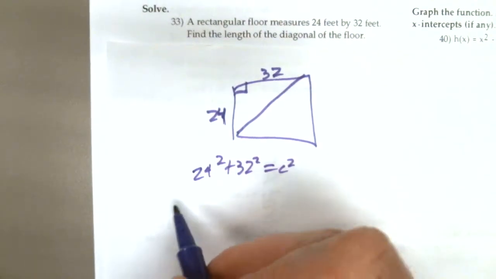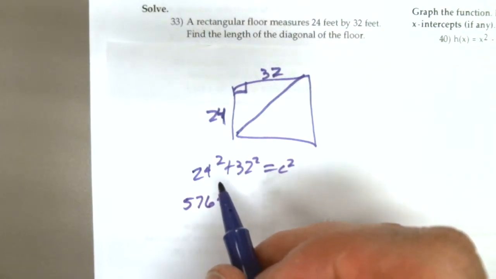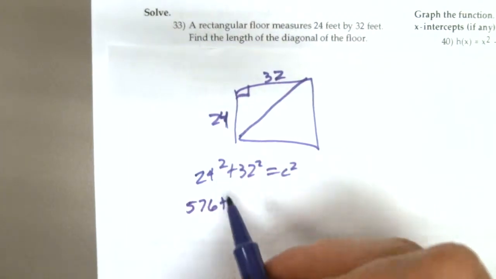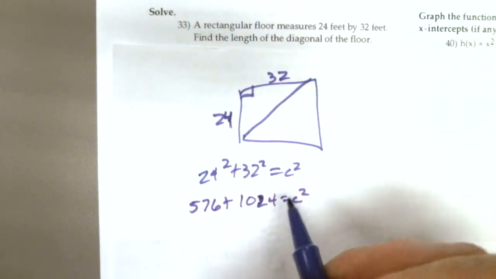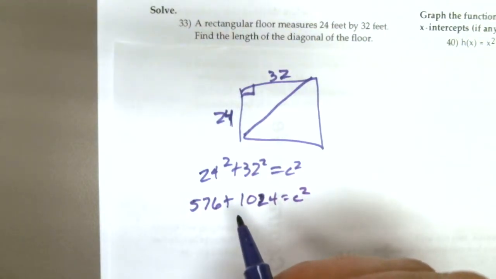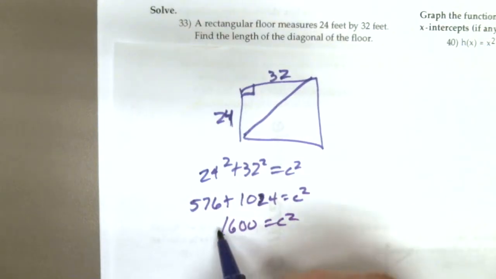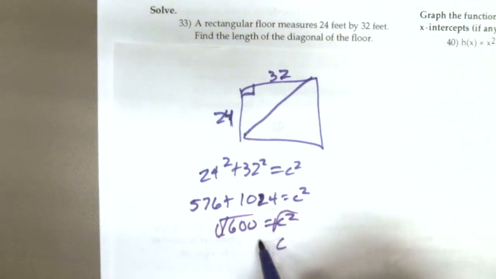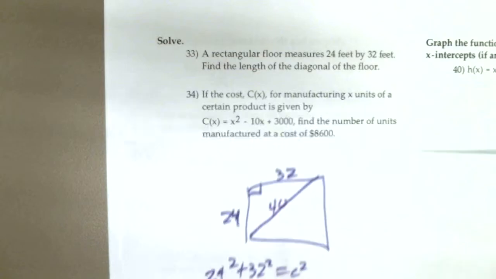And I get 24 squared is 576. 32 squared is 1024. If I add that together, I get 1600. Taking the square root, I get c has to be 40 feet.